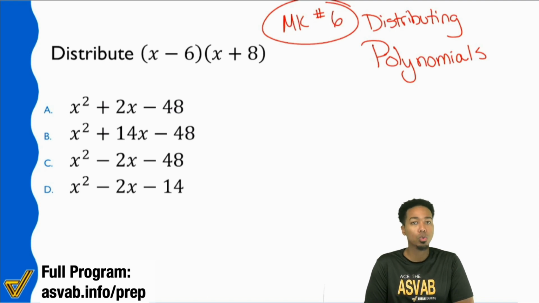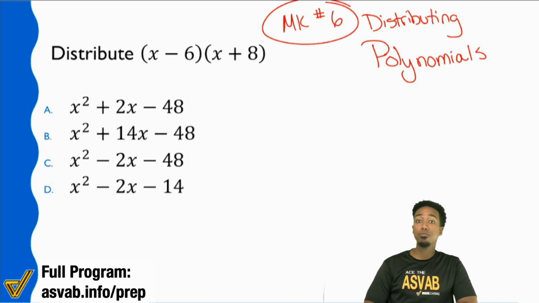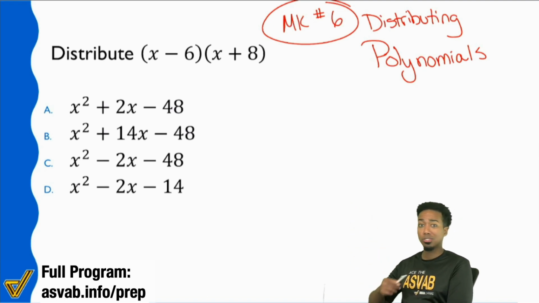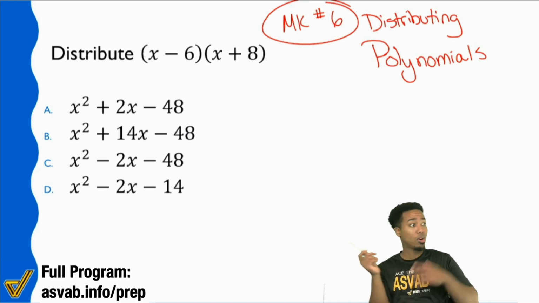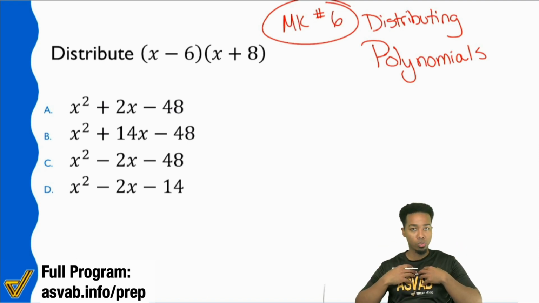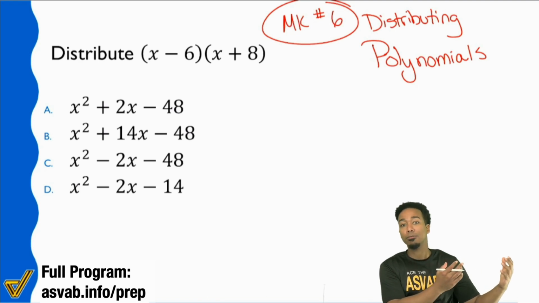But the general rule will work for any size polynomials. This is 2 by 2. If you had a 3 by 2, 10 by 2, 5 in one, 4 in the other, it'll still work if you follow the general rule, which is everything from one parentheses multiplies with everything from the other.